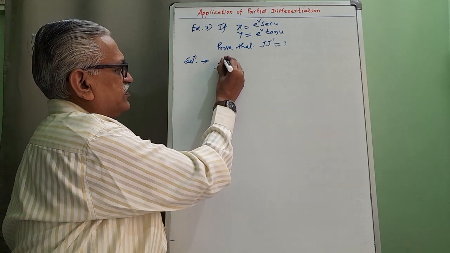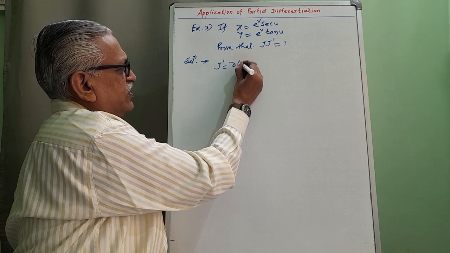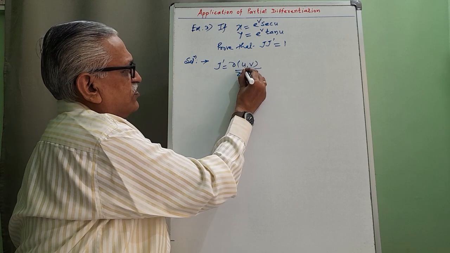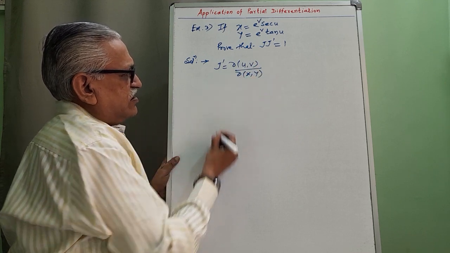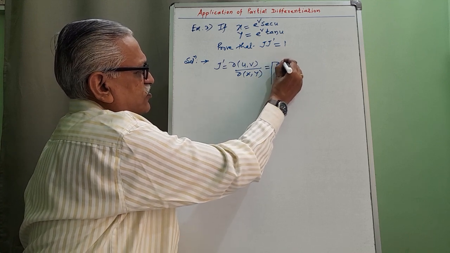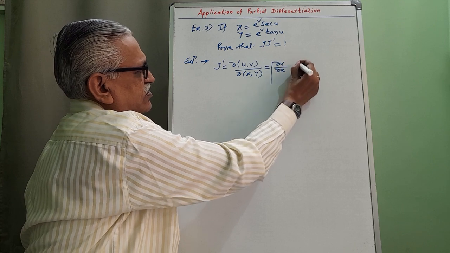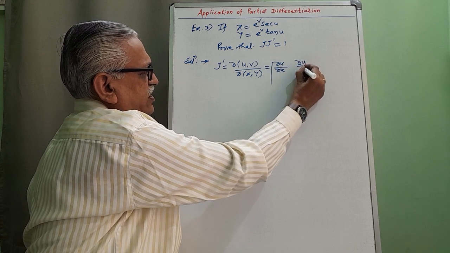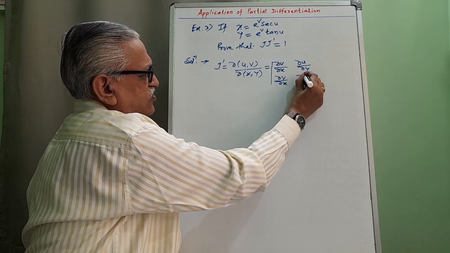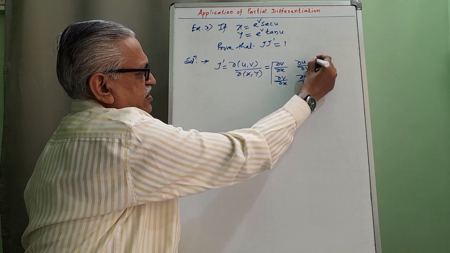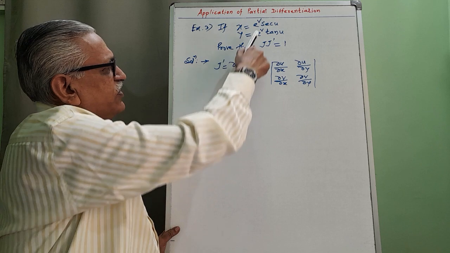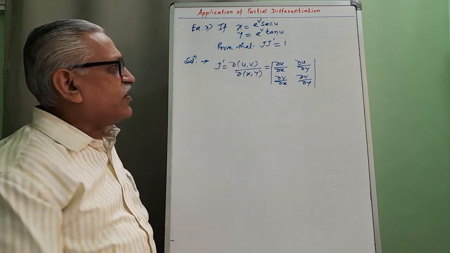We have J dash as dou of uv divided by dou of xy, nothing but the determinant of dou u by dou x, dou u by dou y, dou v by dou x, and dou v by dou y. And to obtain all these partial derivatives, we need to find u and v in terms of x and y.